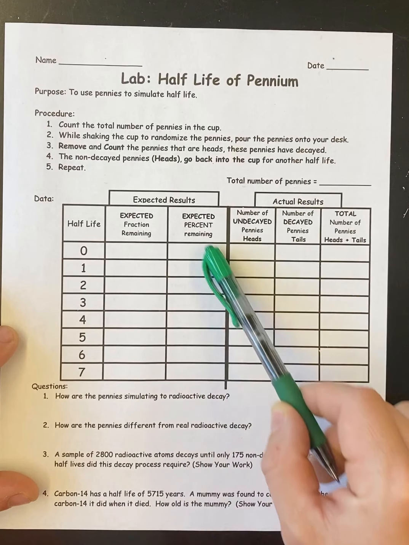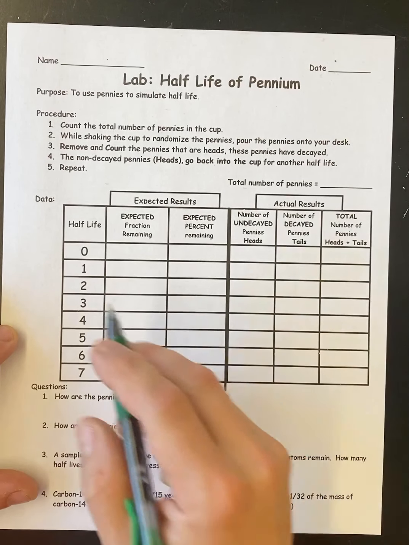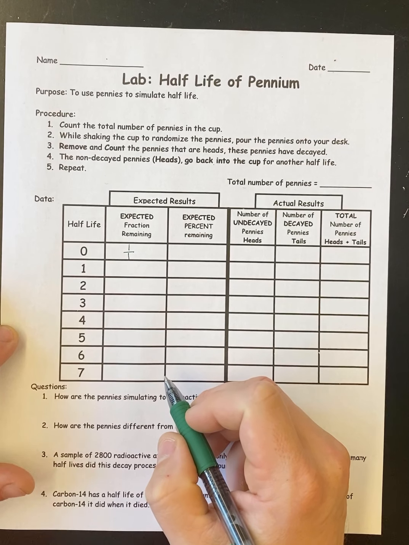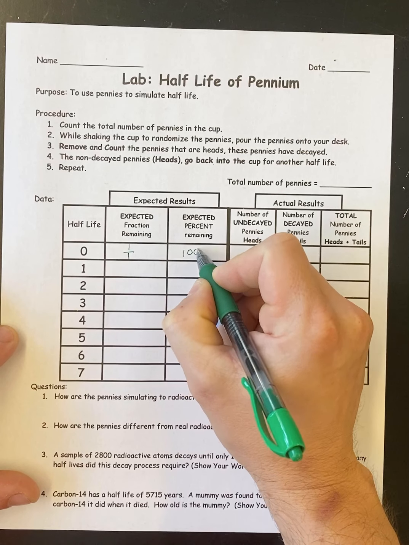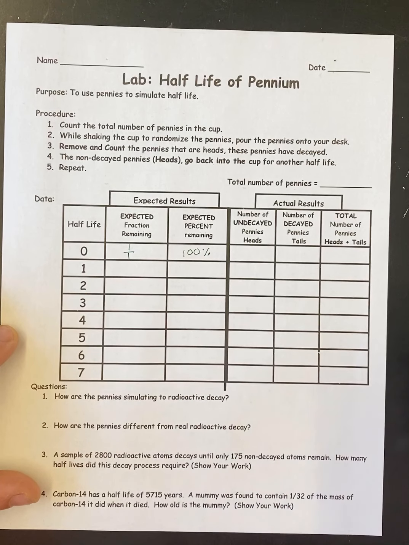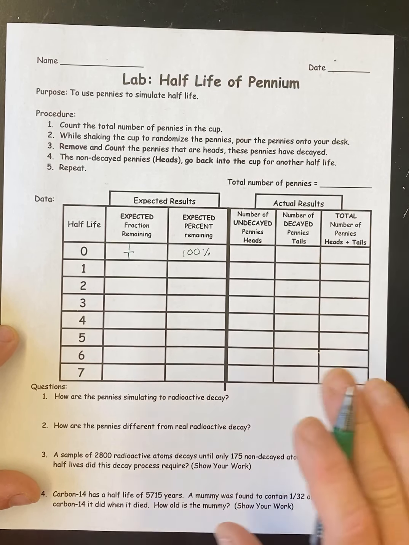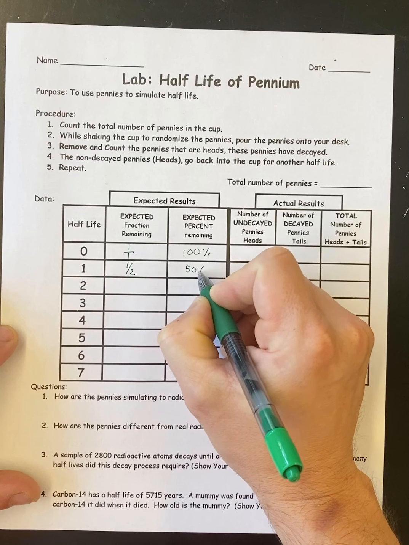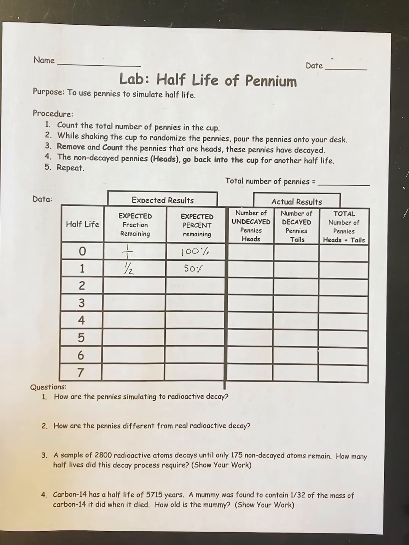We have our expected results, which is pretty simple. At 0 half-lives, the fraction remaining would be 1/1, and the percent remaining would be 100%. Theoretically, if things worked perfectly, after 1 half-life, your fraction remaining would be 1/2, and your percent would be 50. You can do the rest all the way down to 7 half-lives. Now, here's where the actual lab comes in.